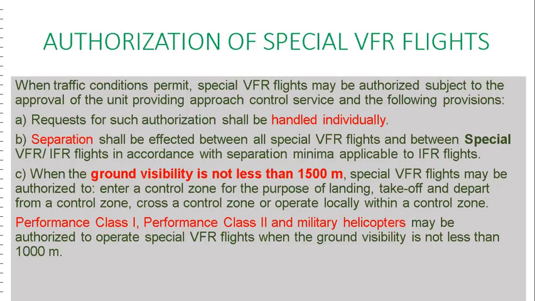Suppose in phraseology, the controller says, ground visibility 4,000 meters, VFR operation suspended. Then the pilot will say, requesting special VFR within your control zone. Then the controller will reply, special VFR approved within control zone. Hope you have understood this. Thank you.